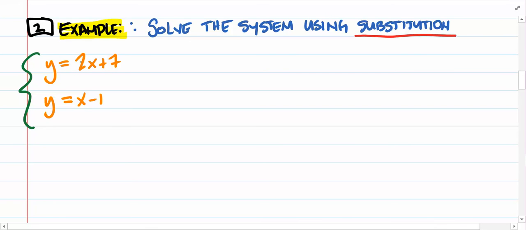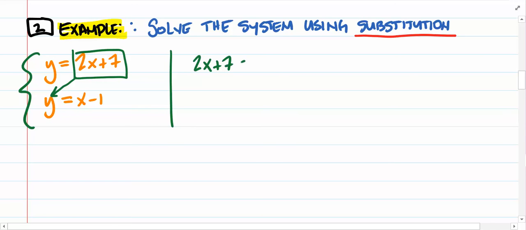So therefore, if I know that y is equal to 2x plus 7, I could substitute it into the second equation and have a new equation that would read this. Instead of writing y, I would write down 2x plus 7 is equal to, on the other side, x minus 1. So I substituted the value of 2x plus 7 in for y. Now I would just solve normally. So I would subtract x on both sides. 2x minus x gives me just x plus 7 is equal to negative 1.